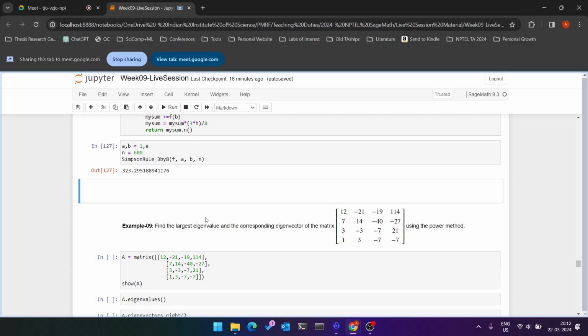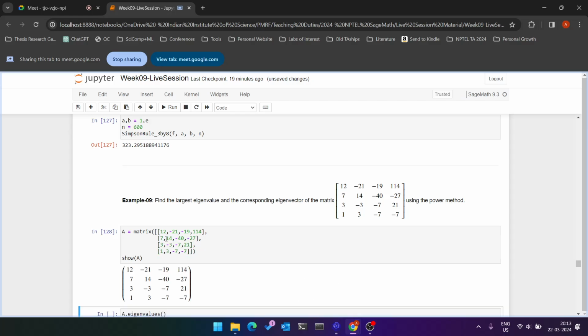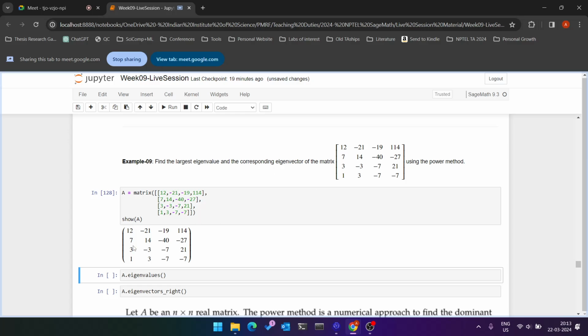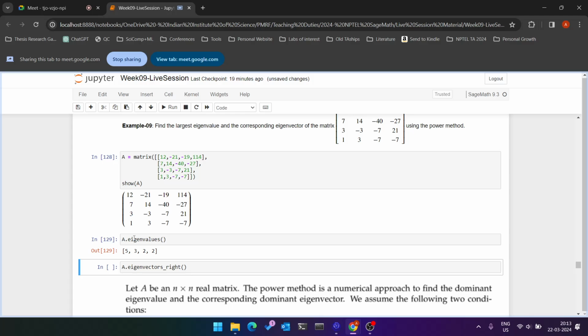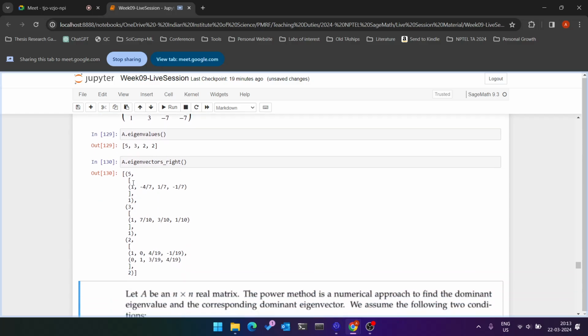Okay, next example, example number 9. Find the largest eigenvalue and corresponding eigenvector of the matrix using the power method. So we'll first specify the matrix A as given here. So we basically get what we have been given. Next, we calculate eigenvalues of A and eigenvectors of A using A dot eigenvalues and A dot eigenvectors, right? We can see that there are three distinct eigenvalues, but four linearly independent vectors.